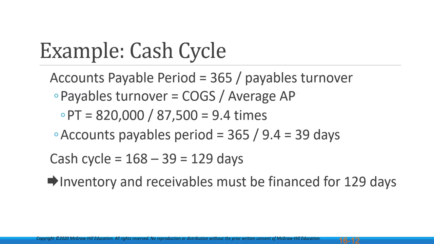And now we can use that same information to find our cash cycle. So the cash cycle is the operating cycle minus the accounts payable period. So we have an accounts payable period of 39 days. So we pay off our payables 39 days after we place an order. So we have a 129-day cash cycle. That means that our inventory and our receivables must be financed in some way for 129 days. We have a 129-day gap between the time that we purchase inventory and the time we receive cash for it.